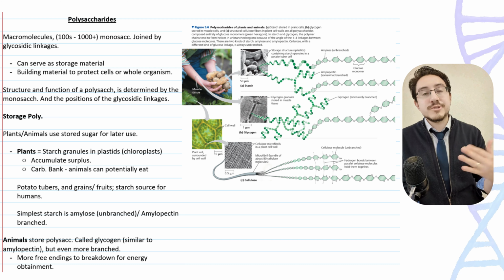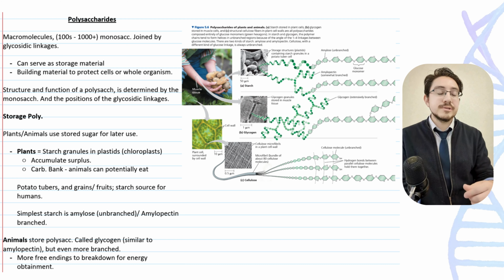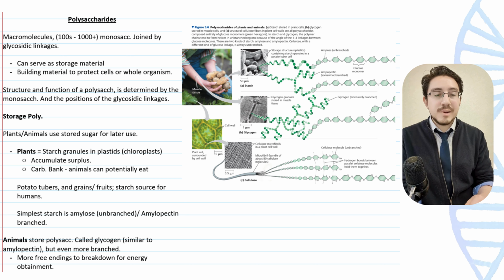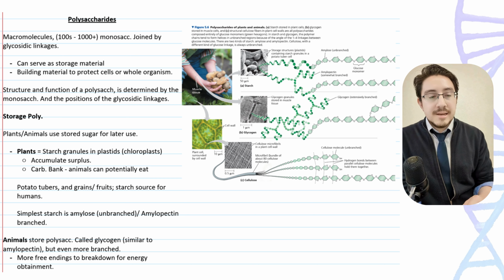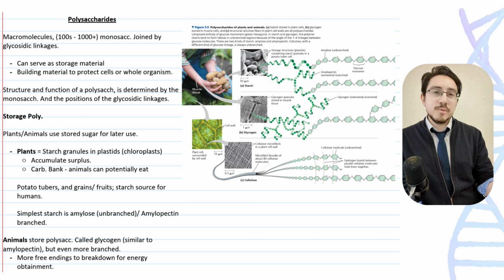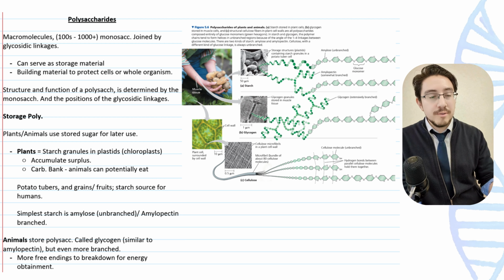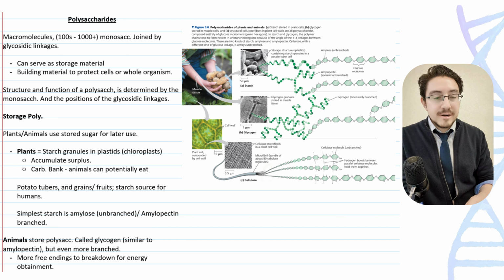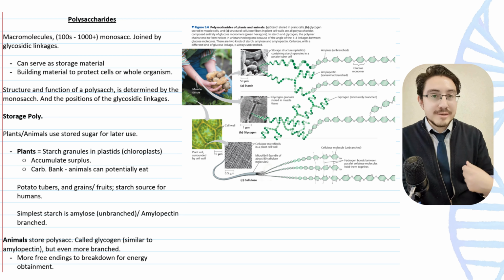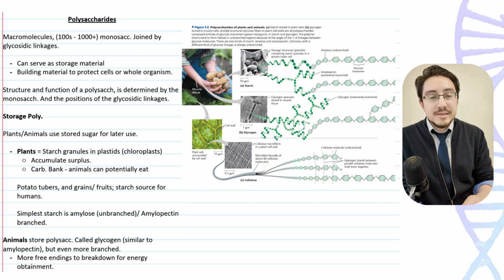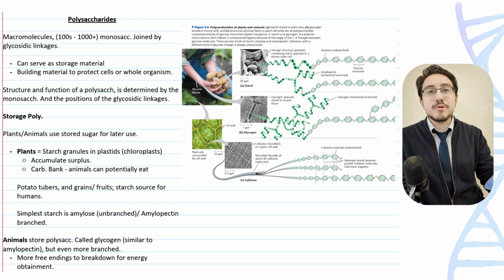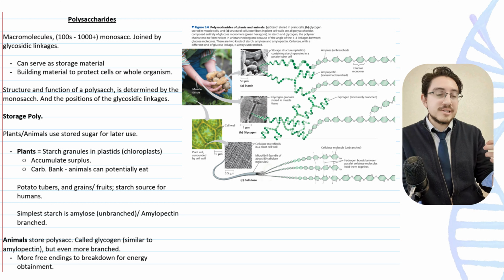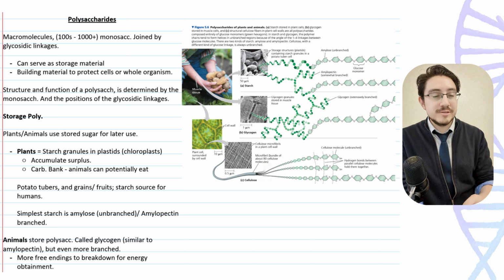So plants store monosaccharides in the form of starch. Starch granules you can find in the plant cell in plastids. Whenever you accumulate a surplus, you want it in that stored form. So it's basically a carbohydrate bank. Animals can eat this and also assimilate it. You can find these as potato tubers, grains, and fruits, so it's a starch source for humans.